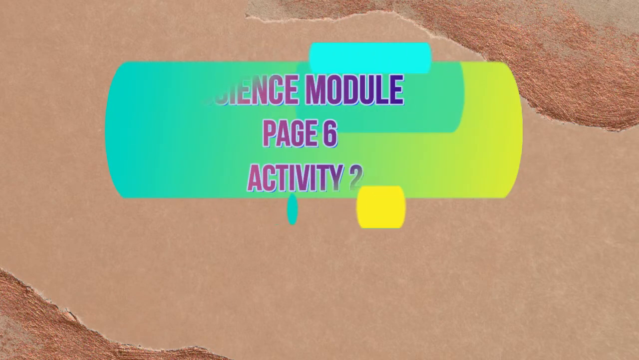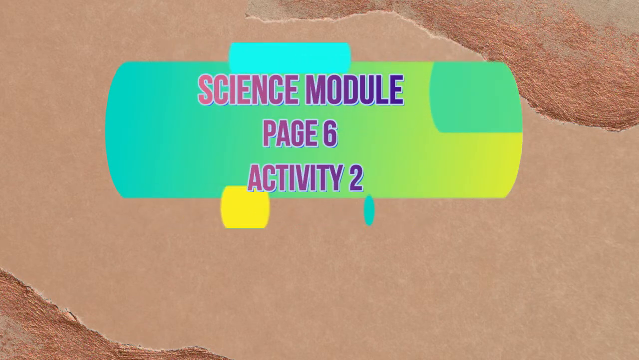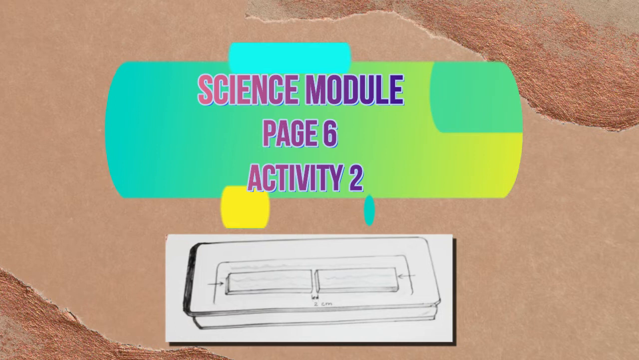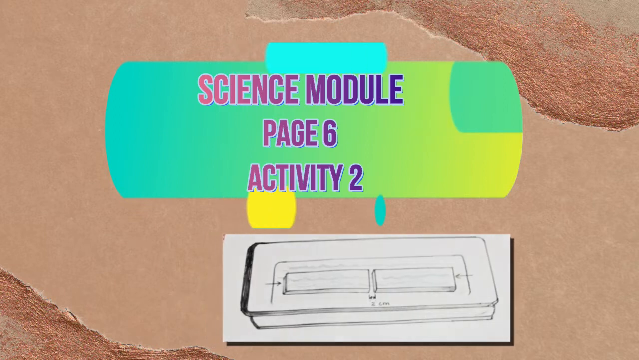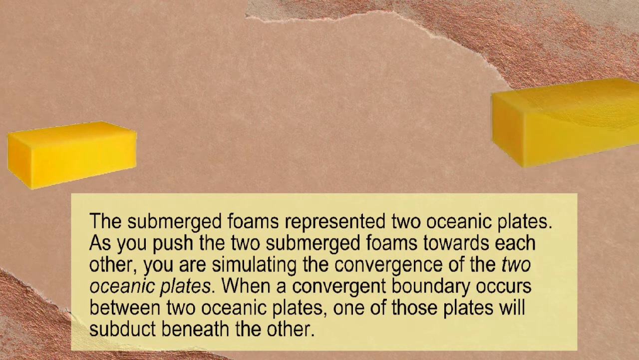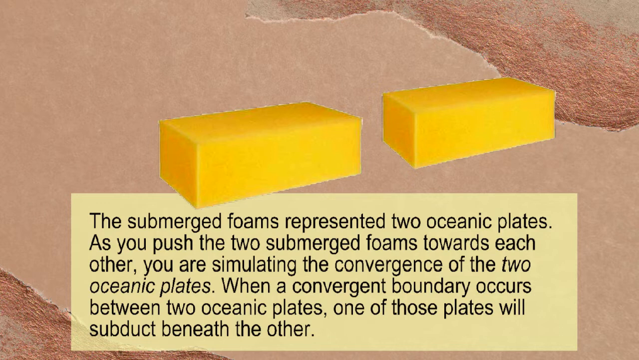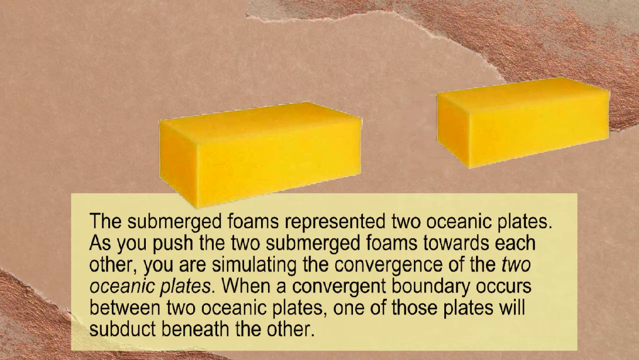On page 6 of your science module, activity number 2, you were directed to perform a simulation activity using two pieces of foam submerged in a tray with water. The submerged foams represented two oceanic plates. As you push the two submerged foams towards each other, you are simulating the convergence of the two oceanic plates. When a convergent boundary occurs between two oceanic plates, one of those plates will subduct beneath the other.